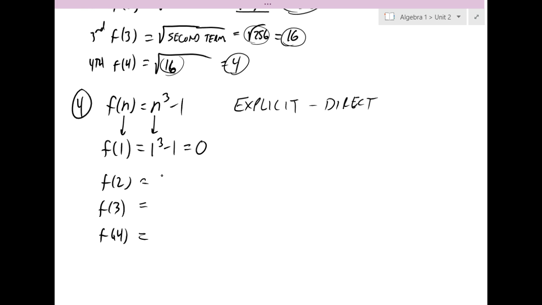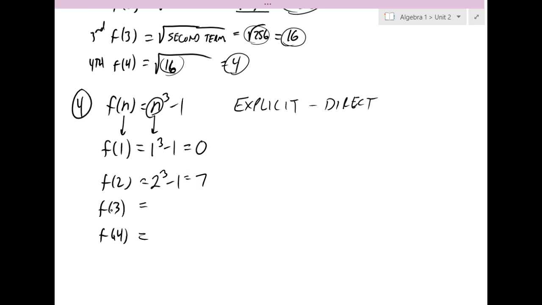Okay, Anisha, what'd you get for f of 2? 7 is right, and what did you write to get that? I was going to plug directly into the formula. Good, 2 cubed minus 1. So I replace that n with a 2, and that gives me 7.